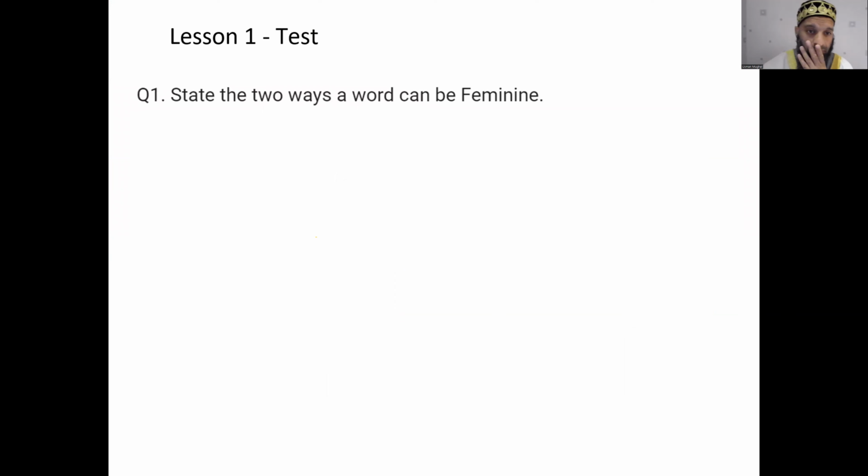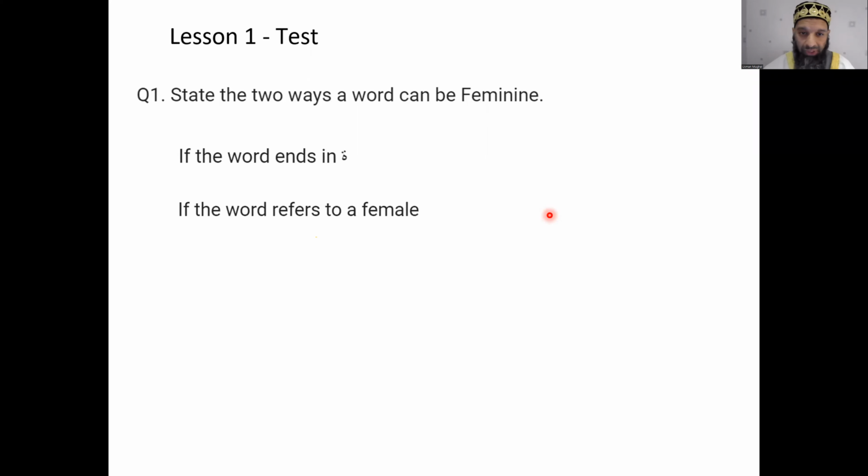Right. So the homework is done. Now we're on to the test. Alhamdulillah, the test results were quite good as well. Generally, everybody got either top marks or just slightly under. Again, we're just repeating. State two ways a word can be feminine: if the word ends in a ta marbuta, we just did it, or if the word refers to a female.